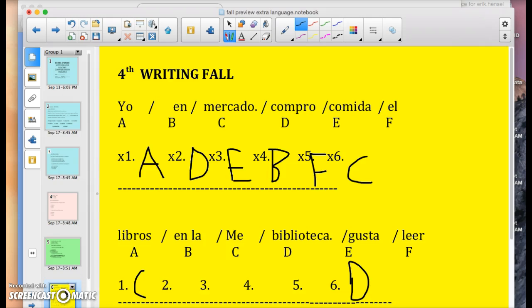When you're finished with your entire extra language workbook, you may do Duolingo for the rest of the time you have Mr. Pan until you get issued a new extra language workbook.